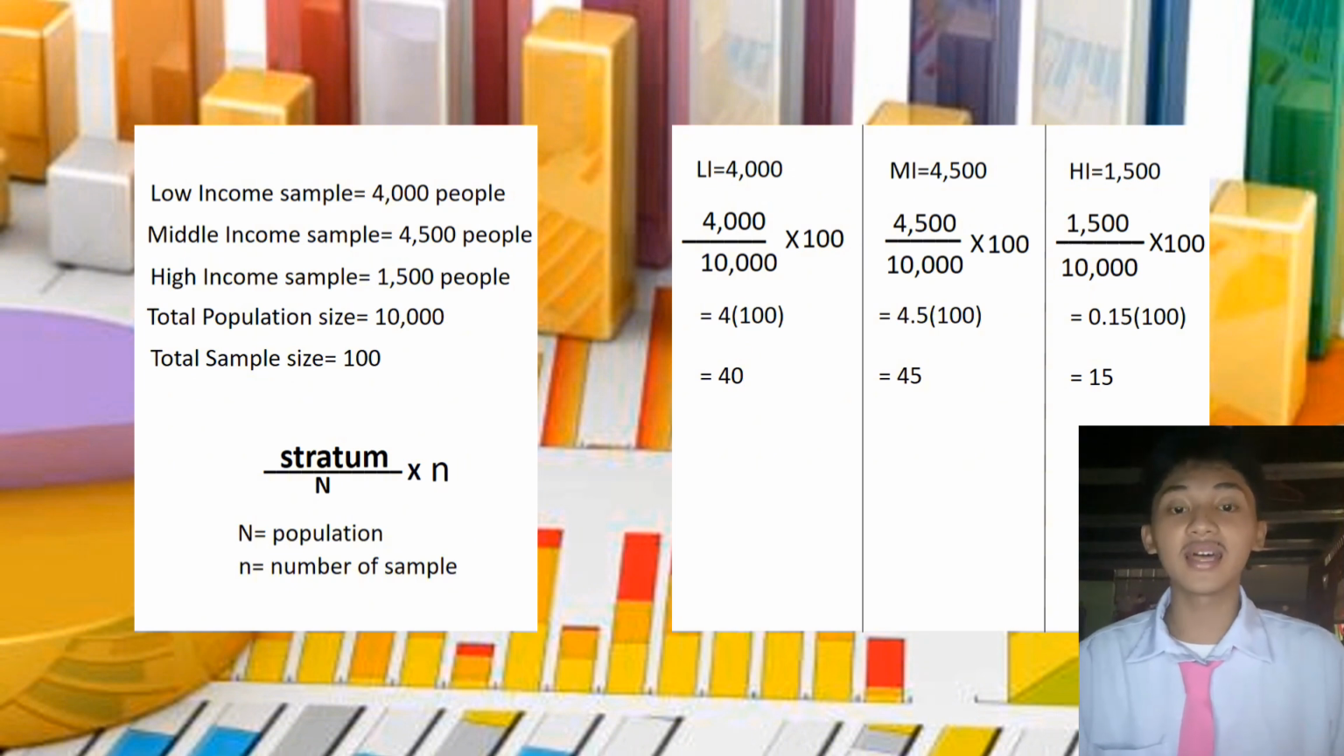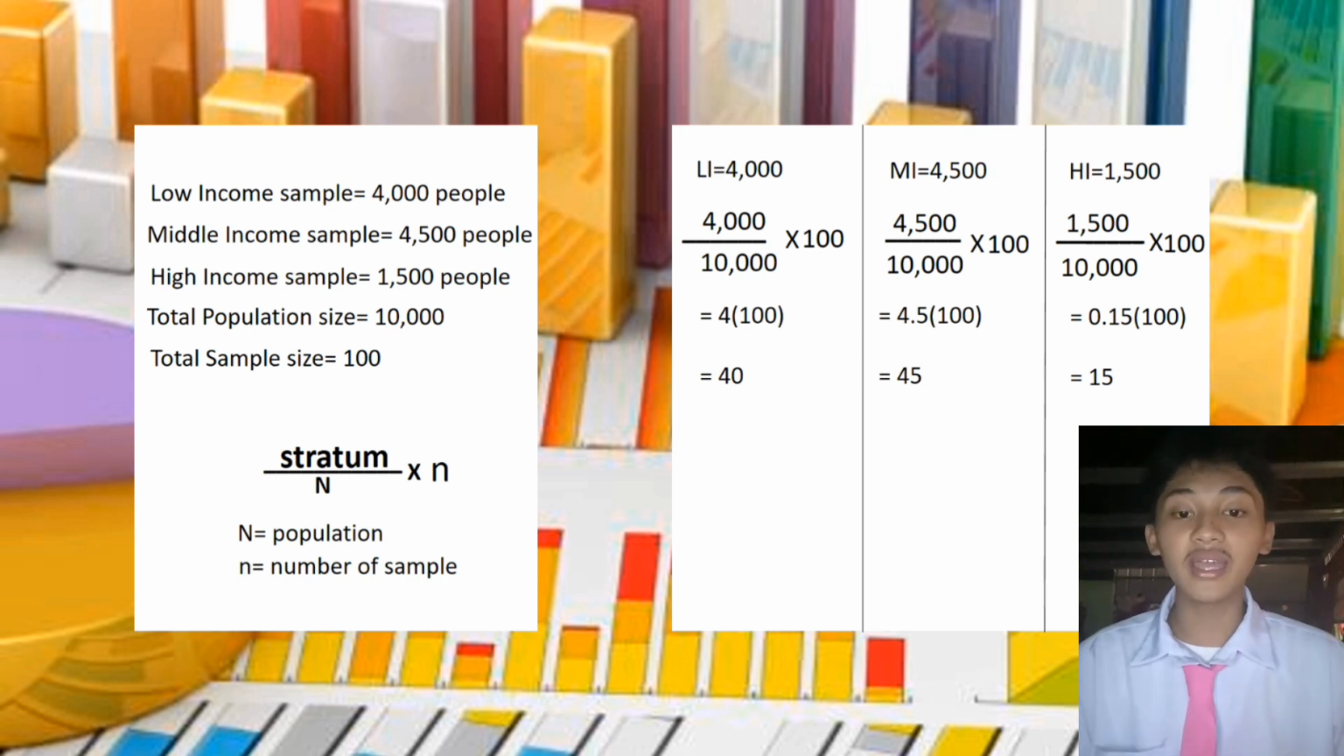So let's have another example of the stratified sampling method with a formula. We have a low income sample equal to 4,000 people, a middle income sample equal to 4,500 people, a high income sample equal to 1,500 people, total population size equal to 10,000, and total sample size equal to 100. So here's the formula: stratum over N, which is the population, times n, which is the number of samples.